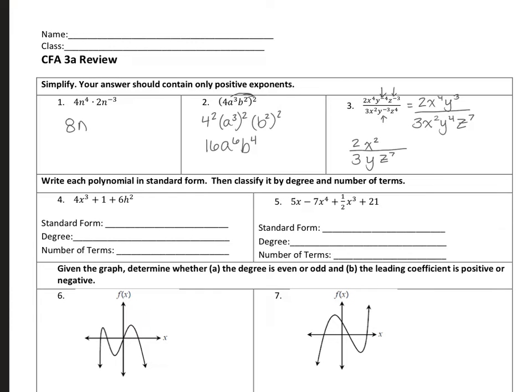The next section is write each polynomial in standard form, then classify it by degree and number of terms. So standard form is with the largest exponent first and then in decreasing order. So for number 4 here we have 4x to the 3rd plus 6h squared plus 1. That is standard form. The name of the degree, so this is a degree 3. It is a cubic. And number of terms, there are 3 terms, so we call it a trinomial.